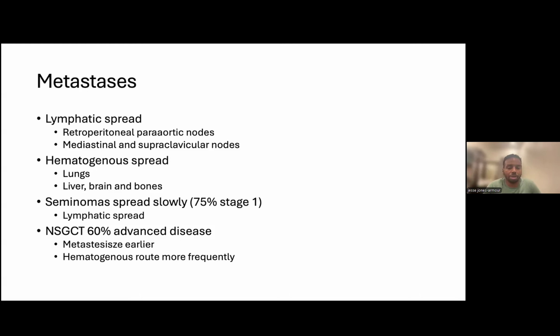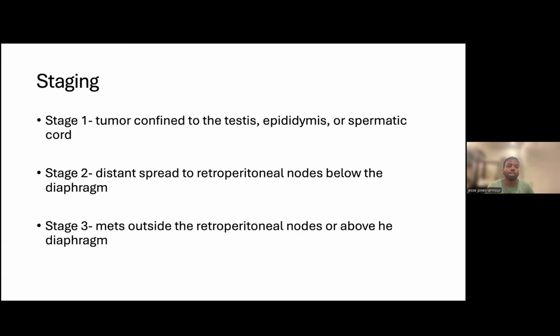Majority of them, up to 75%, you would have caught before they actually have any mets, any lymphatic spread. Versus the non-seminoma germ cell tumors, because they metastasize so much earlier, up to 60% of them on diagnosis have already had lymph node spread or sometimes even spread to the lungs. And they do spread via the hematogenous routes more frequently, especially choriocarcinomas, which we'll come to just now.